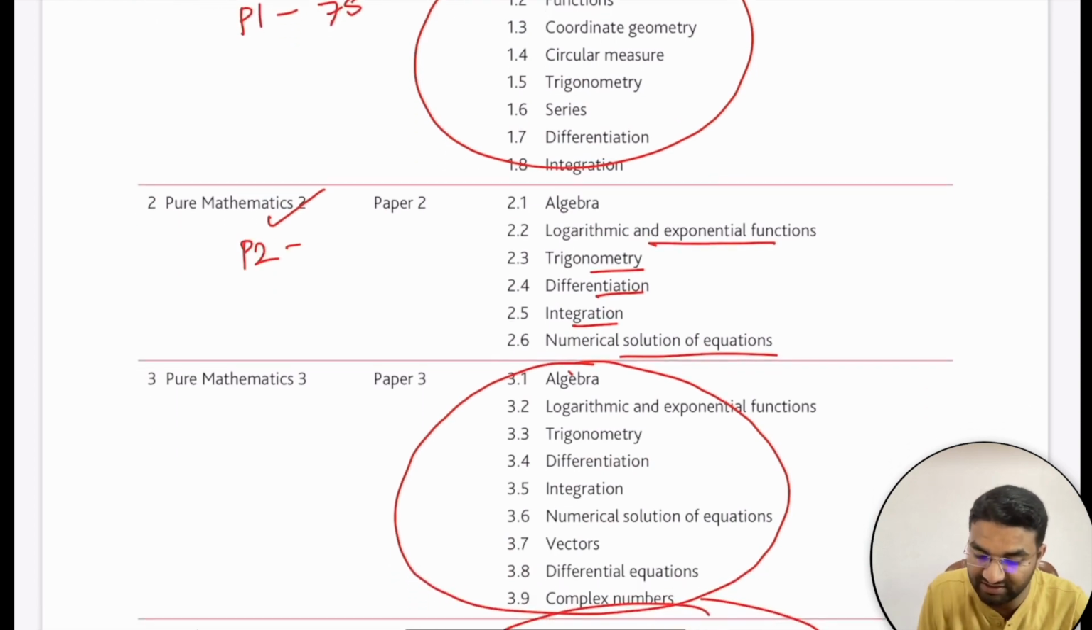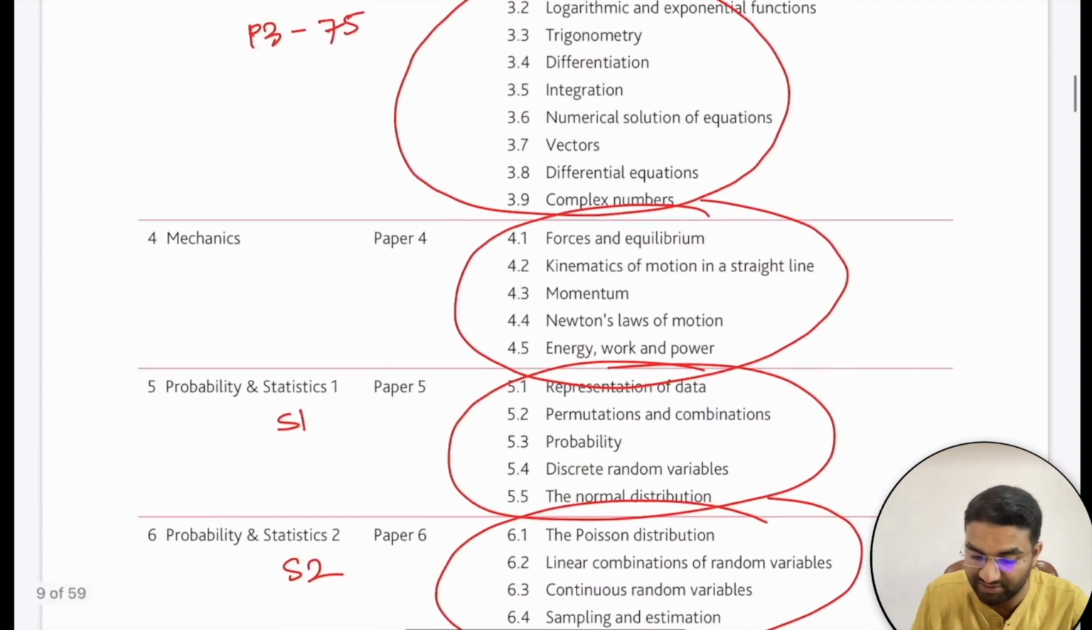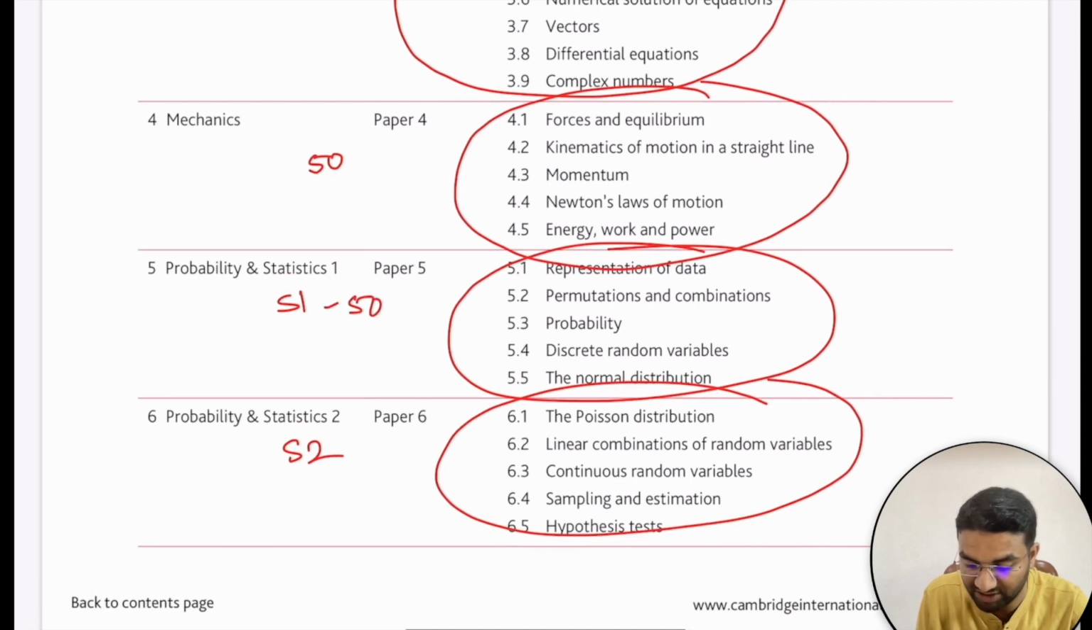Here, the marks allocated for paper 1, that is P1, is 75 marks. Then P2 is a 50 marks paper, and P3 is a 75 marks paper. Mechanics is a 50 marks paper, and S1 and S2 are 50 marks papers.